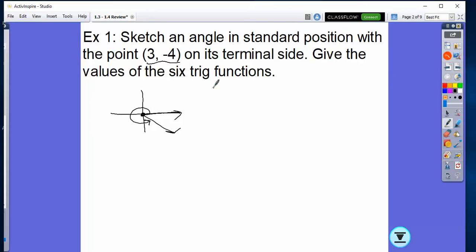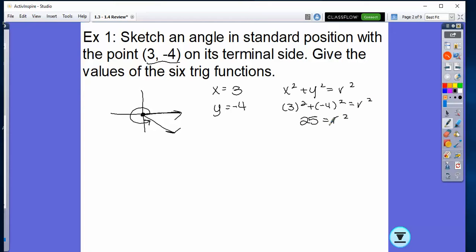Looking at this point, my x is 3, y is negative 4. How do we find r? x squared plus y squared equals r squared. So we get 9 plus 16, so 25 equals r squared. r is 5. r is always positive. x and y can be negative, but r cannot. Okay, so then you should be able to give me the 6 trig functions.